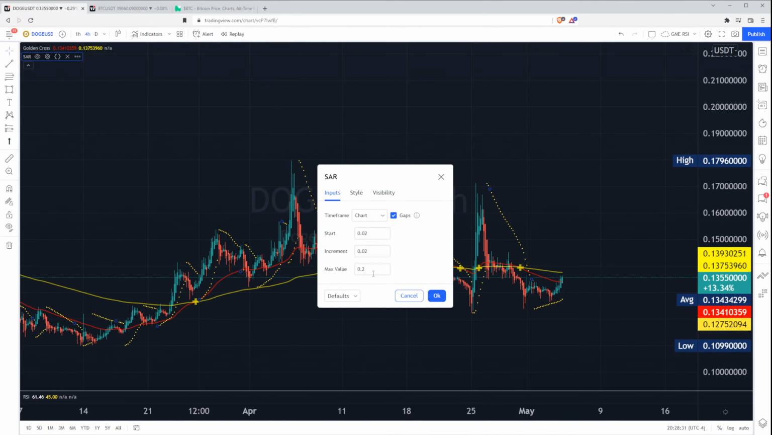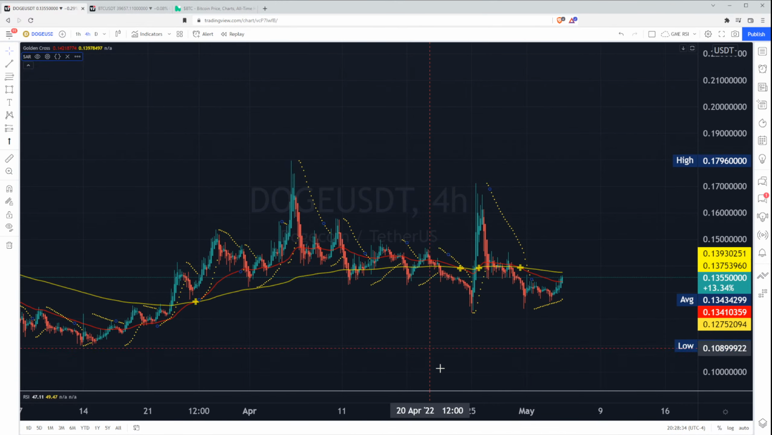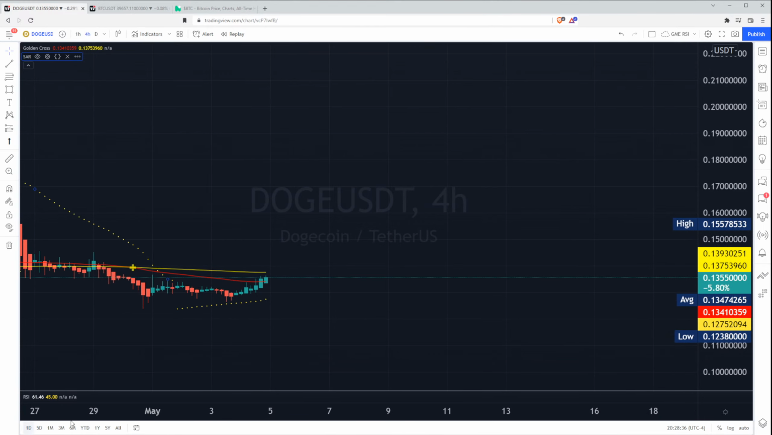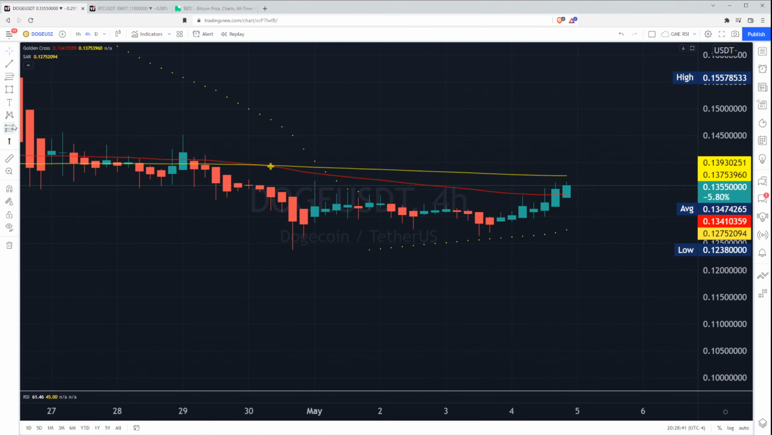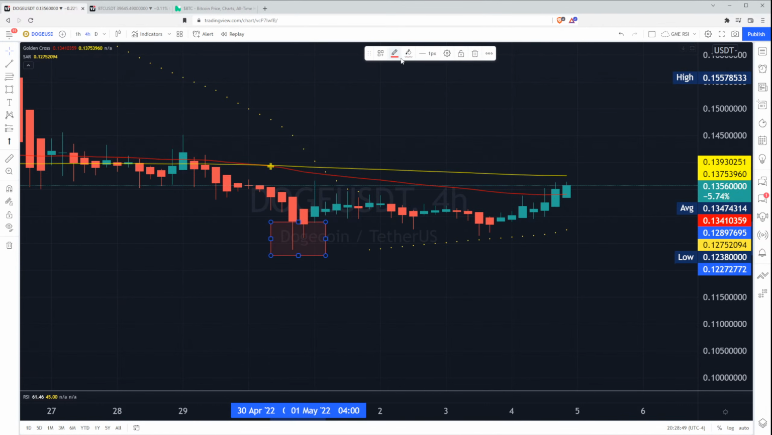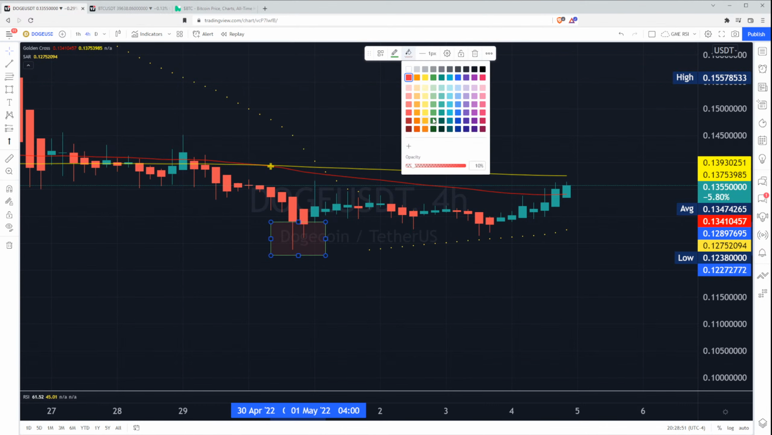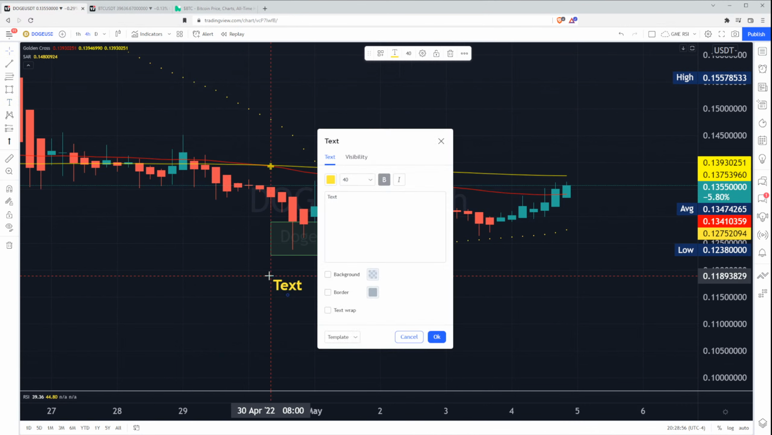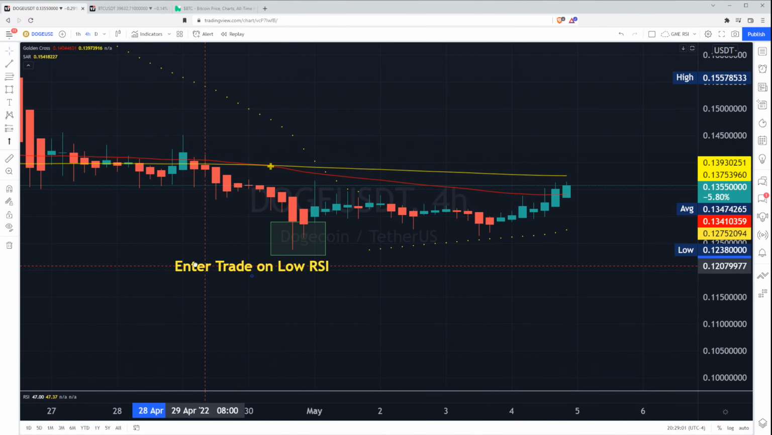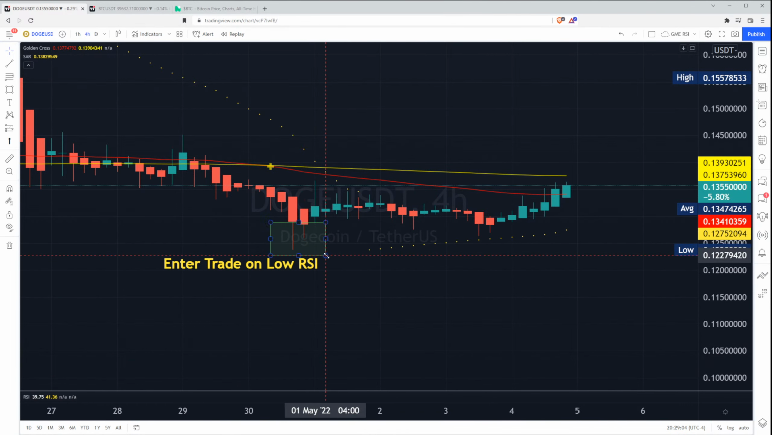I'm on the 4-hour chart, by the way. Now let's go over here. So let's say that you accumulated your Doge down here at a greater distance below the moving average. If you accumulated your Dogecoin below and you believed that the price was going to start rising, then great, you've entered this trade. You entered the trade based off of the low RSI right here, and then the price is slowly rising.